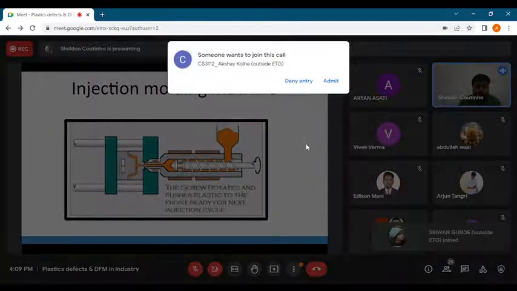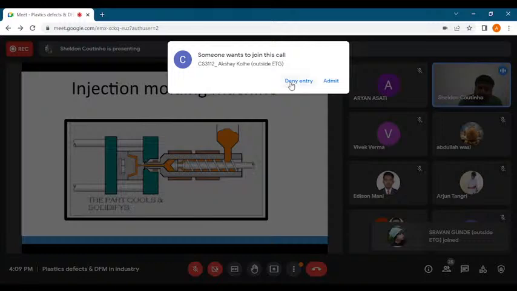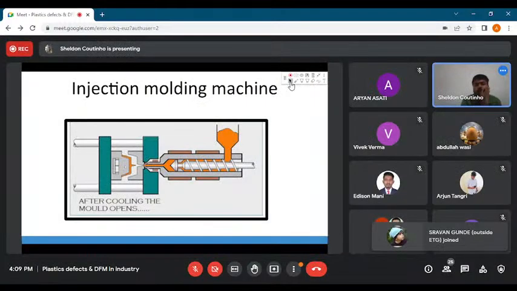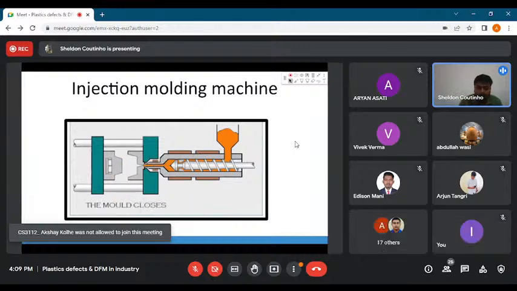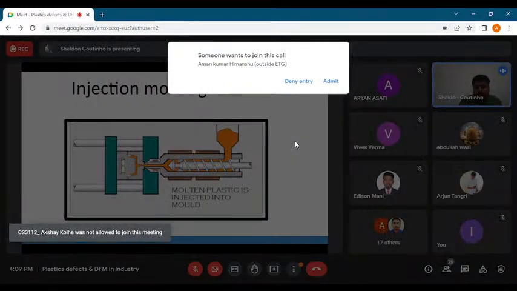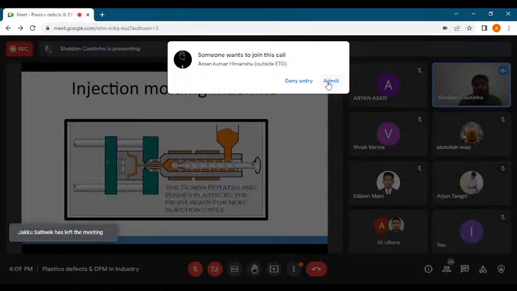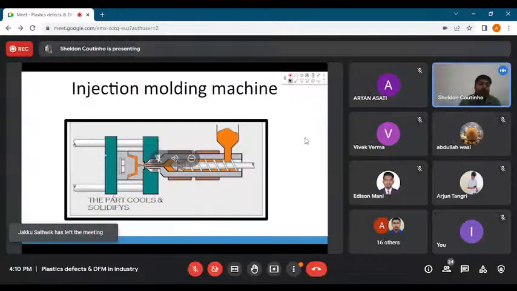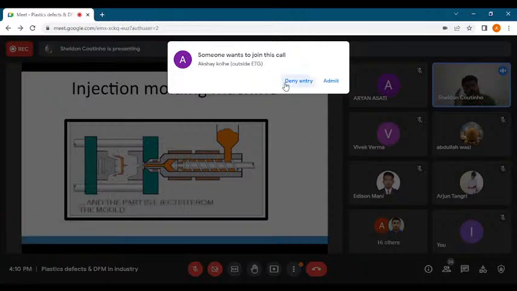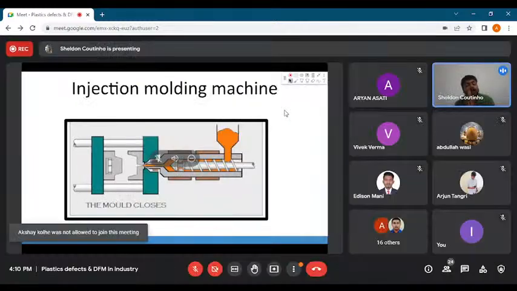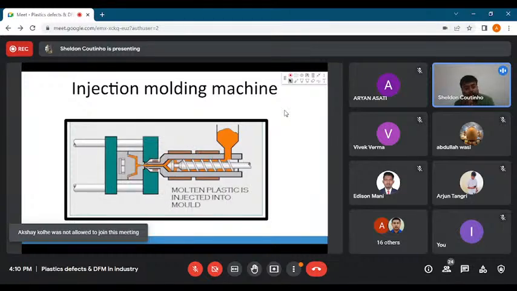So that's why you have this entire injection unit pushing the plastic at a really good pressure into the mold. Then, when you see the mold closing, the closing happens with the help of a clamping mechanism. A clamping mechanism ensures that both the parts of this mold are closed and clamped completely shut without any gaps.